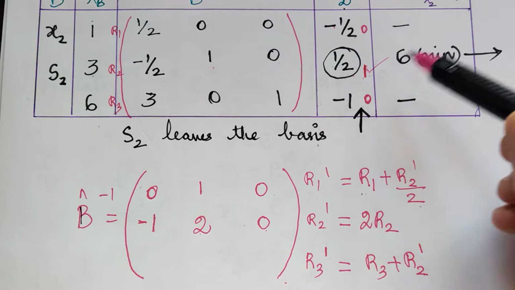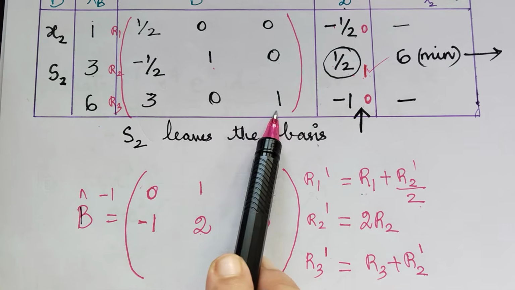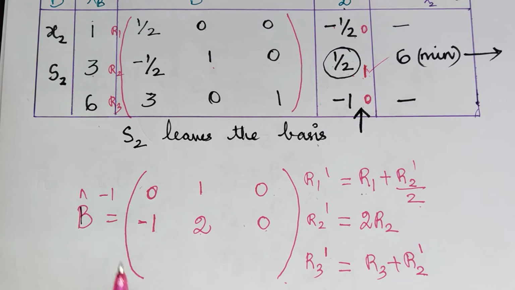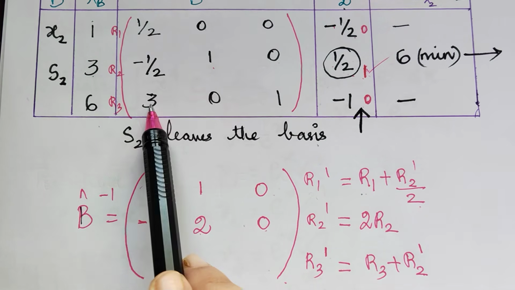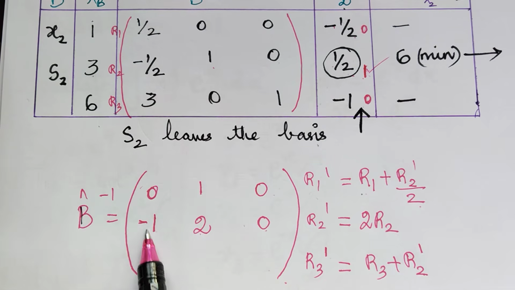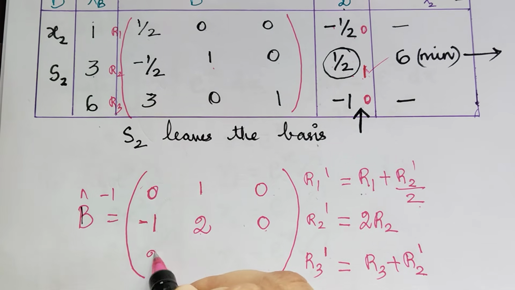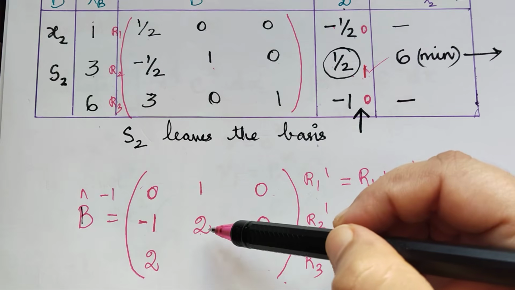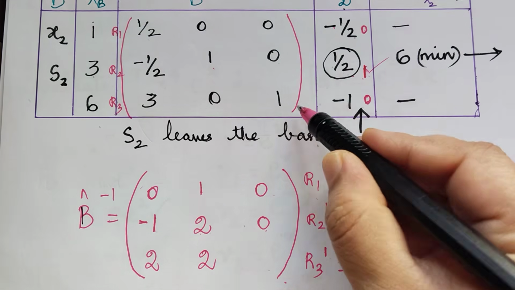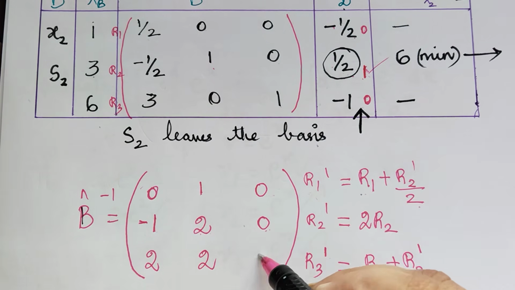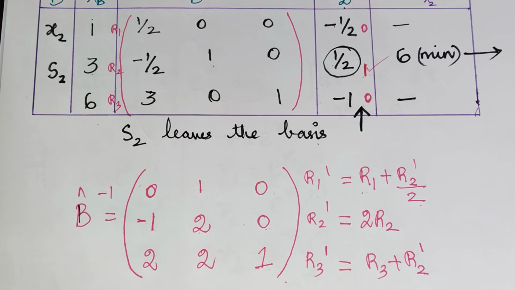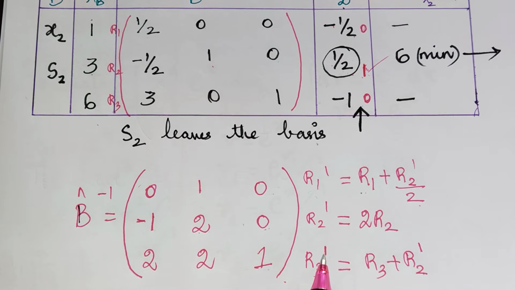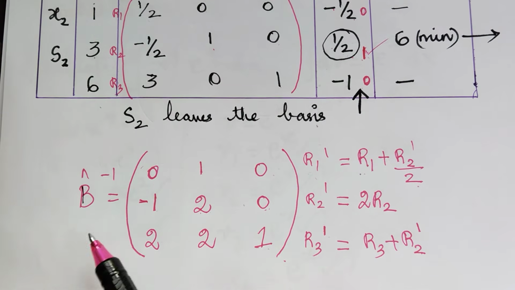So when this is made, this operation we have to perform here also throughout. So it will be R3 dash is equal to R3 plus this. So 3 minus 1 is 2. And then 0 plus 2, so that is 2. 1 plus 0, so that is 1. So we have obtained the row R3 dash. So this gives us the current B cap inverse.